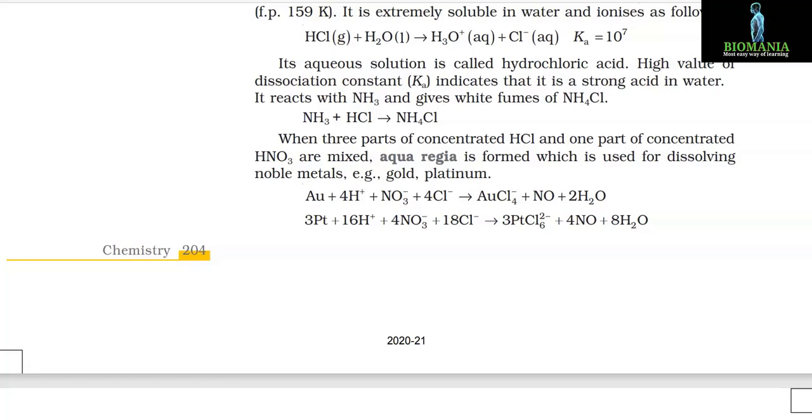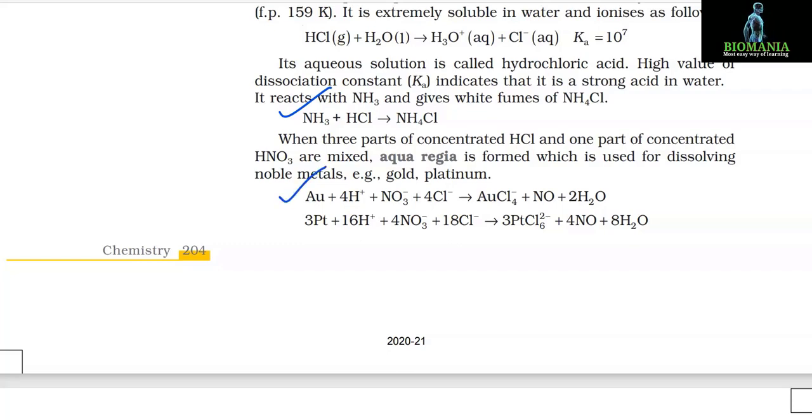The high value of the dissociation constant, Ka, indicates that it is a strong acid in water. It reacts with NH3 and gives white fumes of NH4Cl. NH3 + HCl gives NH4Cl. When 3 parts of concentrated HCl and 1 part of concentrated HNO3 are mixed, aqua regia is formed, which is used for dissolving noble metals, for example gold and platinum.